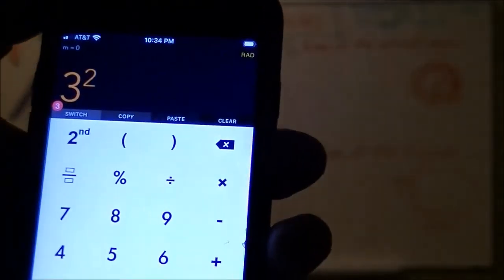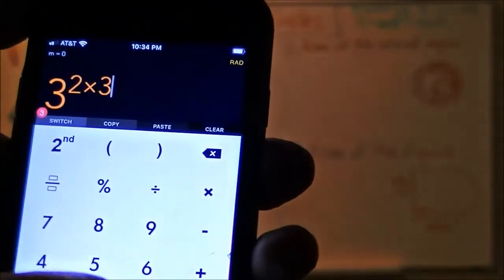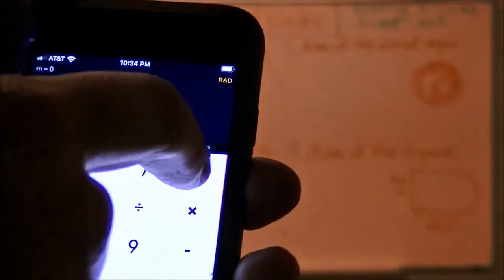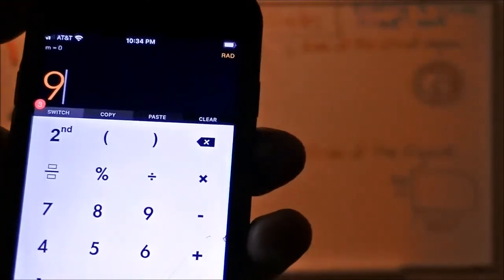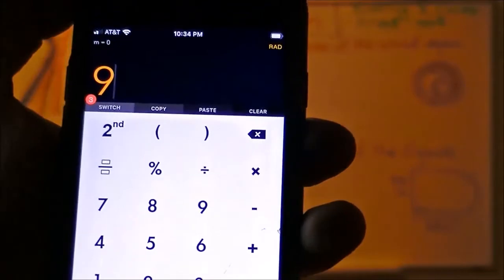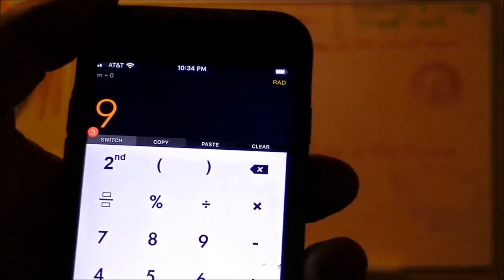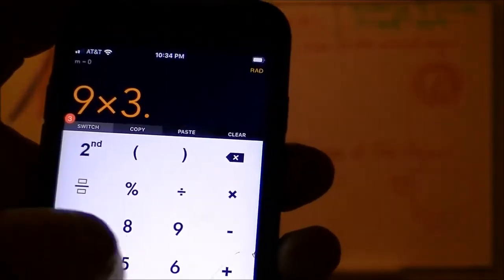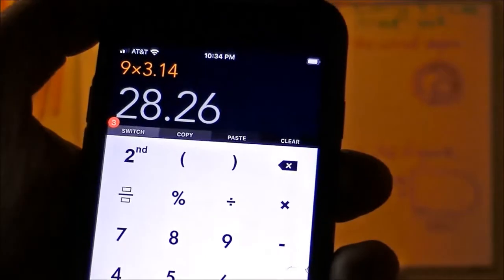But 3 squared, I'll do it that way to show you the difference here, times 3. Let's just do it this way. 9, right? Answer, because it's trying to do funny math monkey business on me, and I don't like when my calculator does funny monkey math business. So 9 times 3.14 now equals 28.26.